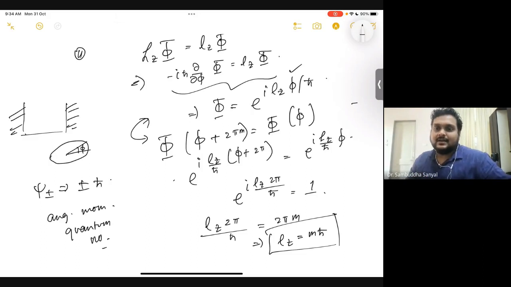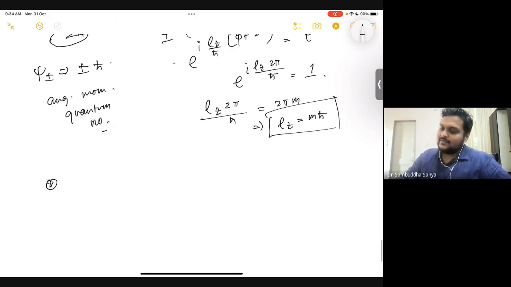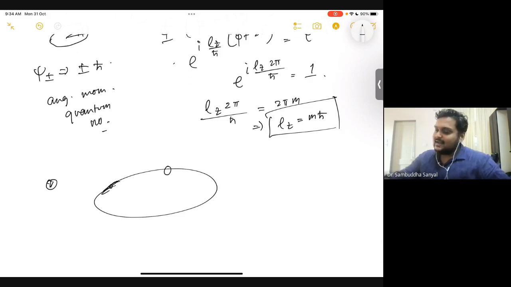So I will end this class with one problem for you to try, and that is another very interesting problem. That problem is to think of a one-dimensional particle on a ring. Okay, one particle moving on a ring. So calculate the energy eigenvalues and calculate the Lz operator eigenvalues also.